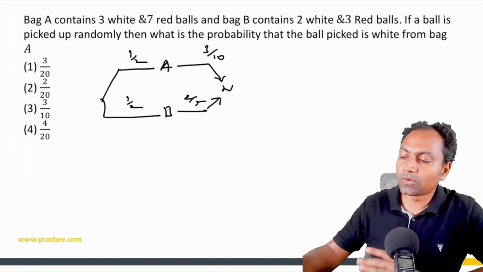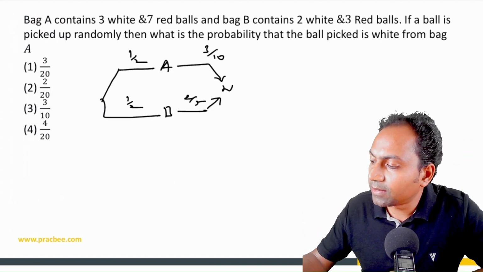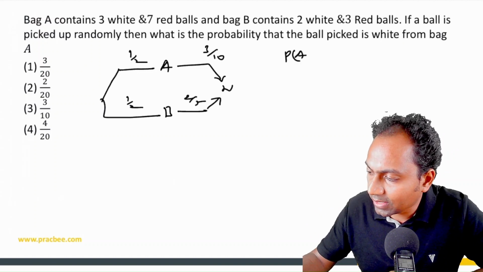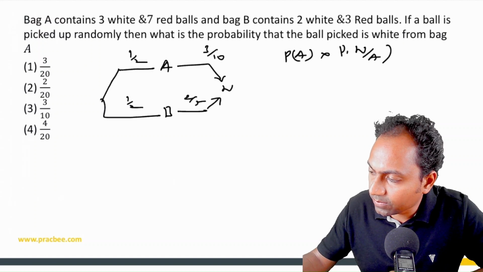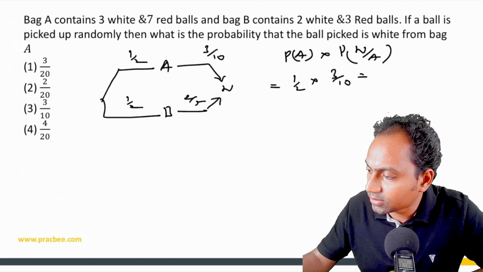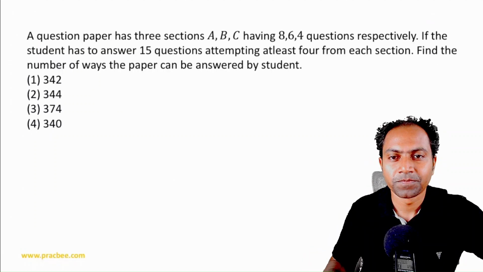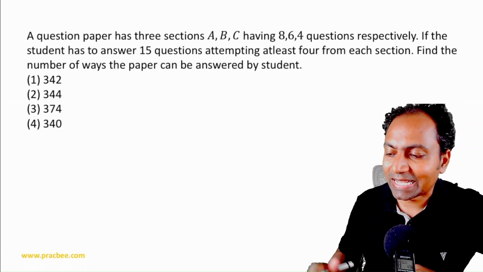So what they're saying is, probability that the white ball from bag A is chosen. So what we will have to do is, first we'll have to choose bag A, and from bag A we will have to choose a white ball. So the answer to this question becomes 1 by 2 into 3 by 10. This comes out to be nothing but 3 by 20. Extremely simple question. If I look into this next question, it is again a very simple question.